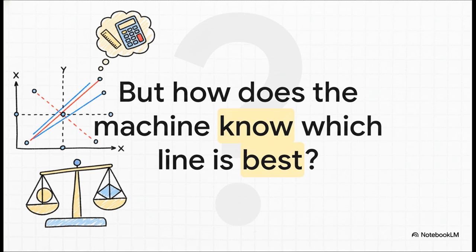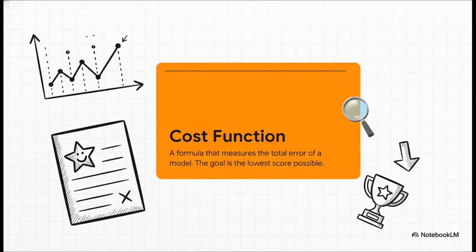Okay, so that's the big question, right? How does a machine actually know which line is the best? I mean, it can't just eyeball it like we can. It needs a way to measure its own performance, and it needs to do it with math. And the answer is something called a cost function. Honestly, the best way to think about it is like this. It's how the machine grades its own homework. For any line it tries to draw, the cost function calculates a single score that represents the total amount of error. And the goal? It's simple. Get the lowest score you possibly can.